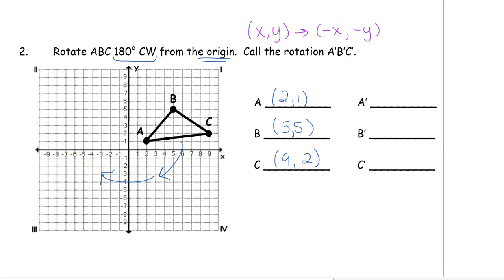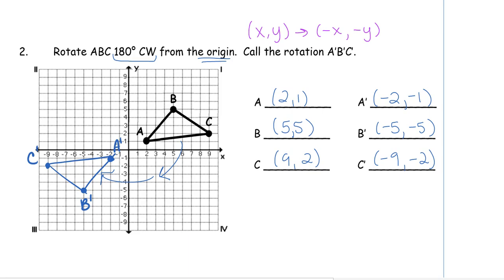If I look at my rules I need to follow, here's my original x. What I do is I make it negative, or do the opposite. Since I'm at a positive, it becomes a negative 2. Same thing with the y. I negate it, so that becomes a negative 1. Negative 5, negative 5, negative 9, negative 2. So my new points, the image of A is (negative 2, negative 1). Here is the image of B, (negative 5, negative 5), and (negative 9, negative 2), the image of C.